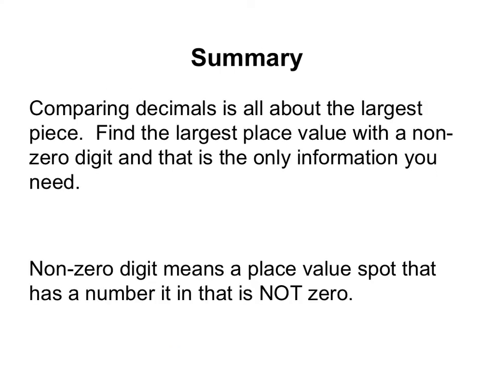So comparing decimals is all about the largest piece. Find the largest place value with a non-zero digit. That is the only information that you need, unless those first largest place values are the same. So if I have 7/10 and 7/10, then I need to look to the next largest place value. Non-zero digit, don't be scared by that terminology. Non-zero digit literally just means the place value spot that has a number in it that is not zero. So non-zero digit means any digit besides a zero.